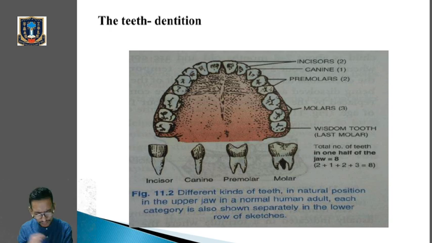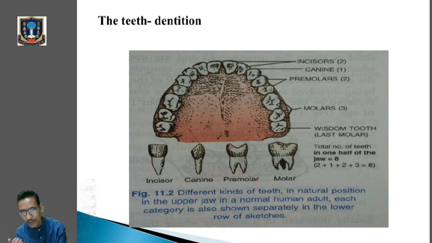Not only does it break the food particles into smaller parts, but it also helps in speaking. And most important, it helps to add to facial beauty also. Just imagine yourself without teeth. Clear? An adult human normally has 32 teeth. These teeth are different in shape and used to perform different functions.